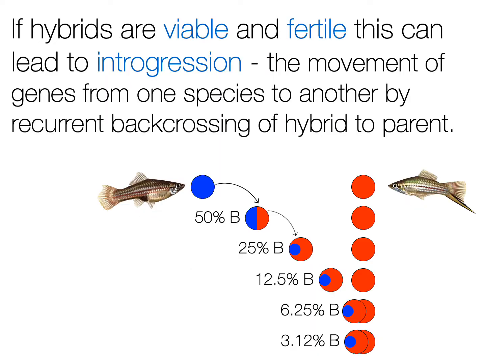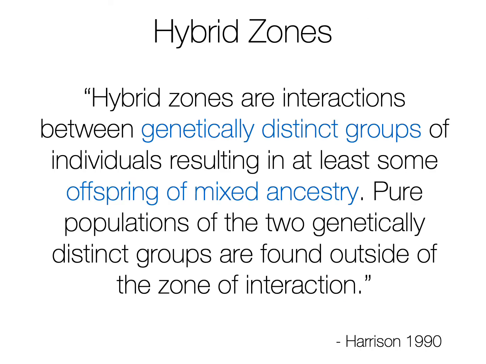If hybrids are viable and fertile, so if they can reproduce, you can get the movement of genes from one species to another by recurrent backcrossing. So here in this swordtail example, you can see that the first generation hybrid is 50% one species, 50% the other. But if that individual only ever breeds with swordtails, maybe because of a preference for that phenotype, eventually you get individuals that have a large proportion of one species' genome and a tiny proportion of another. This is called introgression.